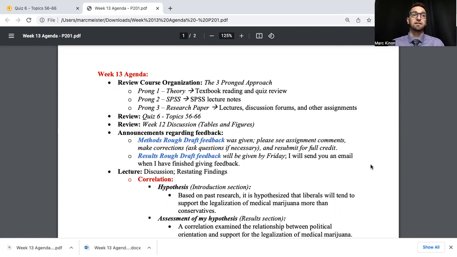either by the sufficiency of the assignment comment, and from there you're able to just say, oh, okay, I get it, I'll do it. Or you ask questions via email or you come to office hours. So it all works out, right? So this is our three-pronged approach to research methods. Okay, quiz 6 is what we're going to review.